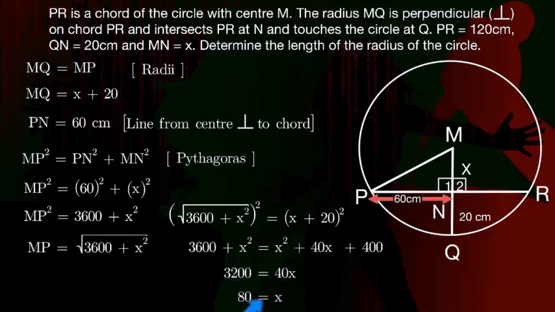So x is equal to 80. Now, since I know x is 80, and I add this 20, I know the length of my radius. So I'm going to write MQ is equal to 80 plus 20, and MQ is equal to 100. And remember, this is a radius as well as MP, so I can write it's also equal to MP. So my radii are equal to 100 centimeters. And that is it.